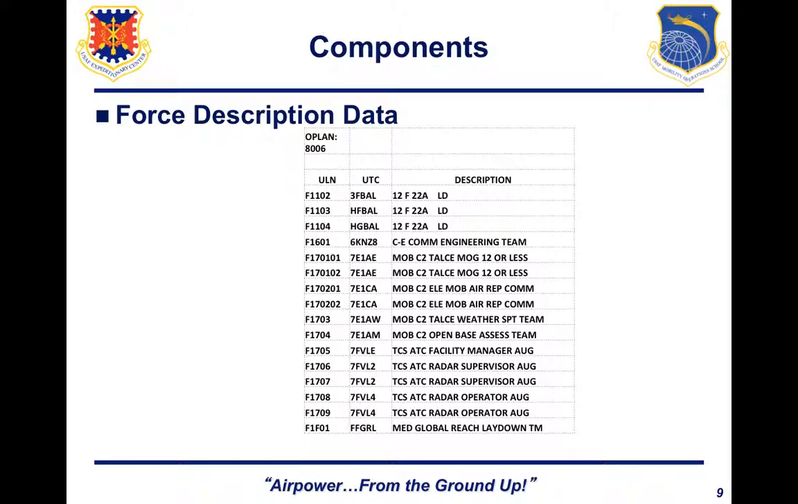If you look at the first line, UTC 3FBAL, that's identified as a 12-ship F-22 Alpha lead package. Tells what that capability is. You can look through the rest of that information there. 7 Echo 1 Alpha Mike is a Mobility C2 Open the Base assessment team. This tells what that force description is, what that capability is.